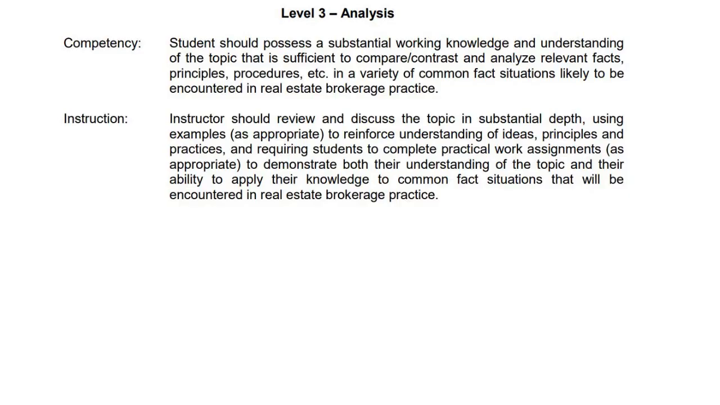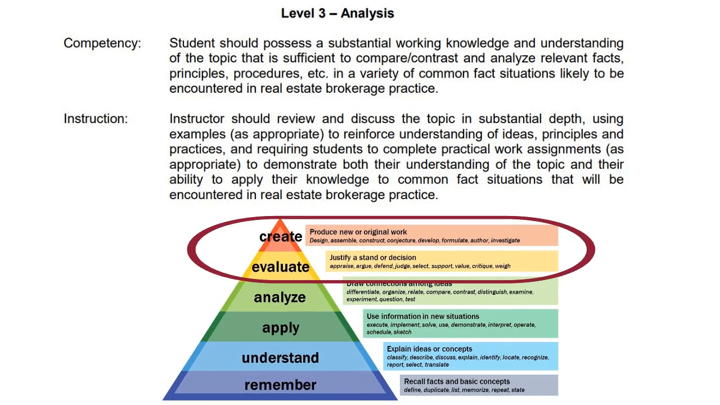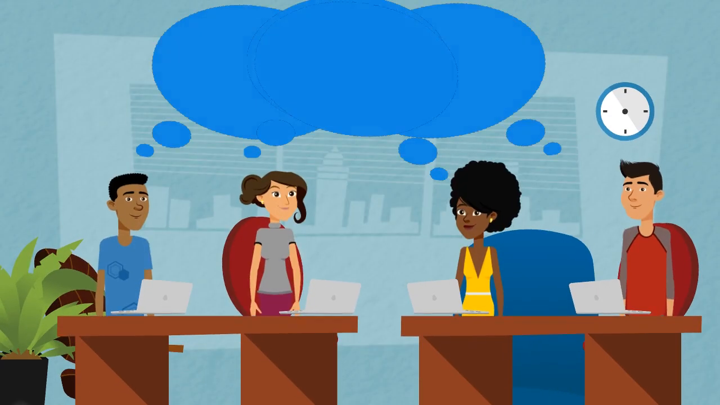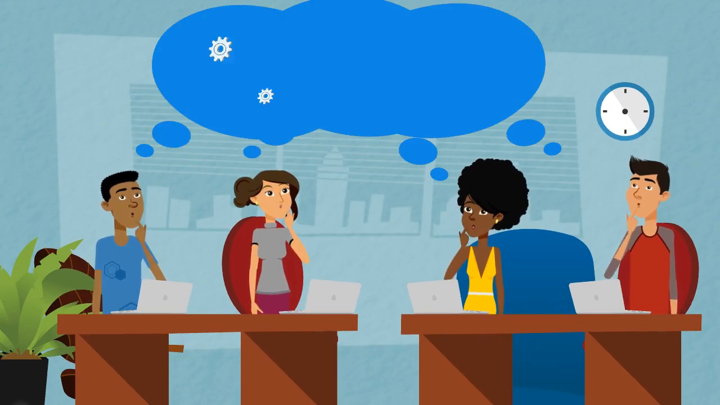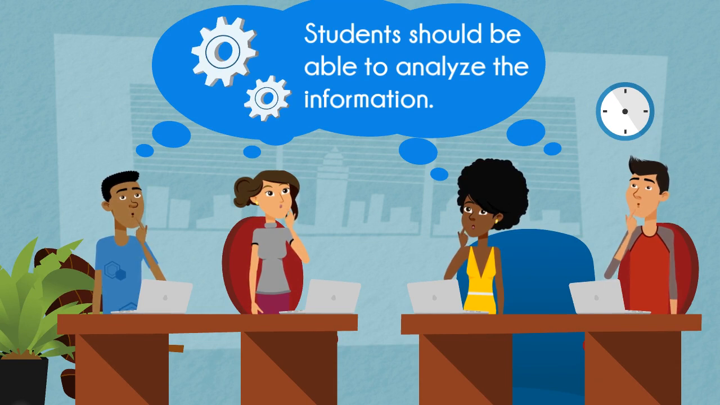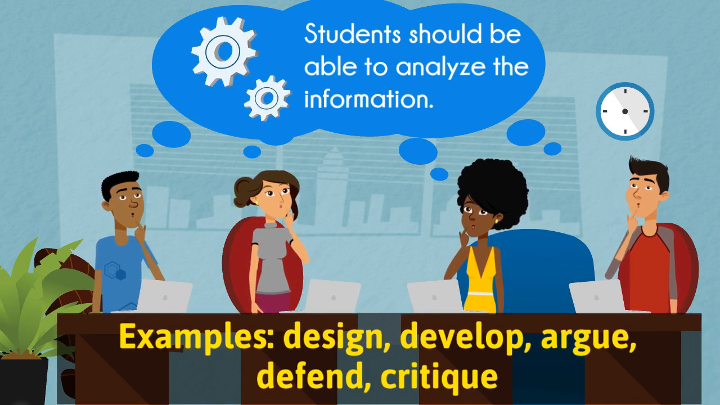The Commission's instructional level 3 is analysis, which is based on the create and evaluate categories within Bloom's taxonomy. At this level, students should be able to create and support generalizations about terms and concepts. Examples of objectives include design, develop, argue, defend, and critique.